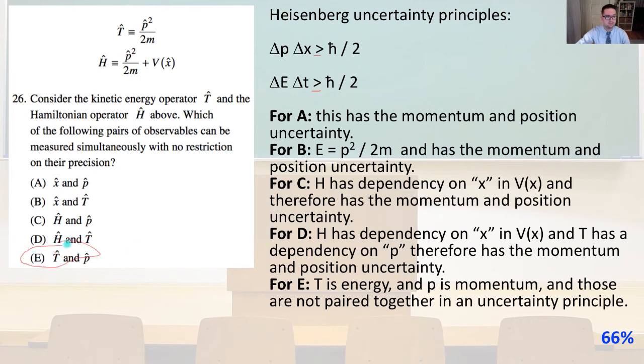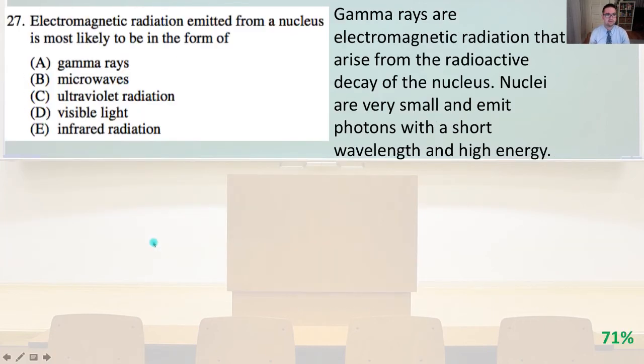Answer E. 27. Electromagnetic radiation emitted from a nucleus is most likely to be in the form of. And gamma rays are electromagnetic radiation that arise from the radioactive decay of the nucleus. Nuclei are very small and emit photons with a short wavelength and very high energy. So if you're emitting something from a nucleus, you are going to be high energy, very small wavelength, and that is gamma rays.